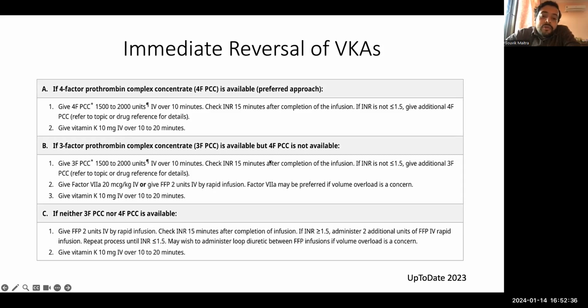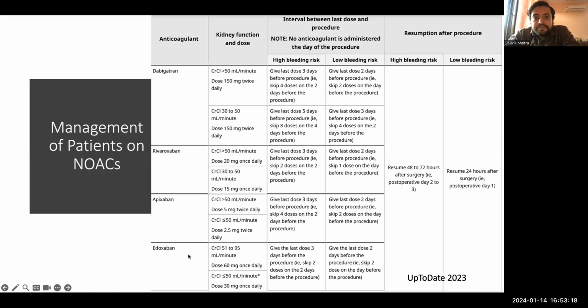When a 4-factor PCC is not available, the 3-factor PCC along with activated factor 7 or an FFP is a reasonable alternative along with the vitamin K. When neither the PCC nor the recombinant factor 7 is available, FFP of 2 units is recommended along with checking of the INR, and if required, another 2-unit transfusion is indicated. Here again, volume overload is an important concern, particularly in this group of patients. Often they have undergone a valve replacement and have compromised cardiac function. That should be kept in mind. And whether you are using FFP or a PCC, vitamin K should be used in this patient.